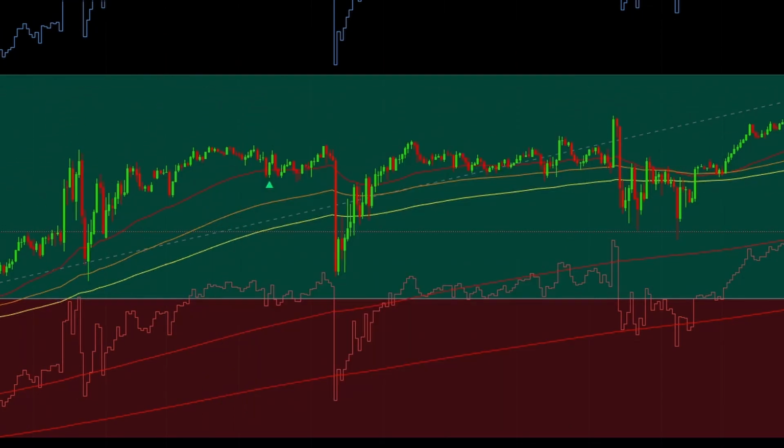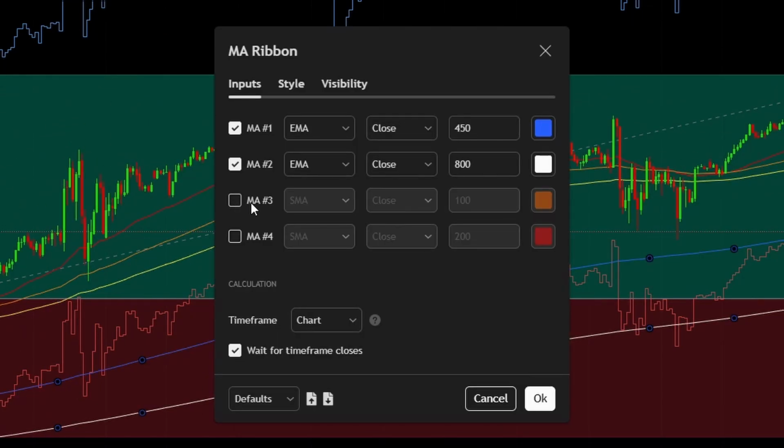Now open up the second MA ribbon, and now untick the MA3 and MA4 boxes. Again, make sure that the MA1 and MA2 are set to EMA, and the source is close. And now the lengths should be set at 450 and at 800. For the 450 I used the blue color, and for the 800 a white color.